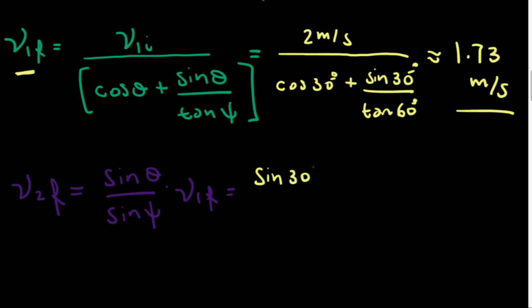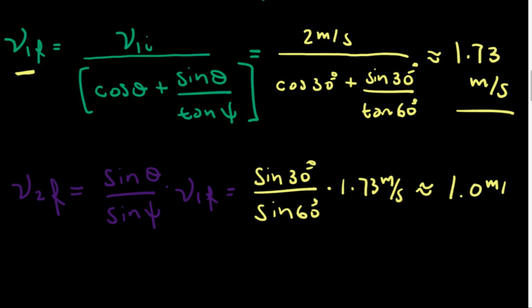sine of 30 degrees divided by sine of 60 degrees multiplied by the answer we just have, 1.73 meters per second, and you get basically 1. So it's 0.998, but there's no point in really saying that, it's basically 1.0 meters per second. It is close enough, right? Okay, so now we have these numbers, right? And I wanted to think about what these numbers mean.